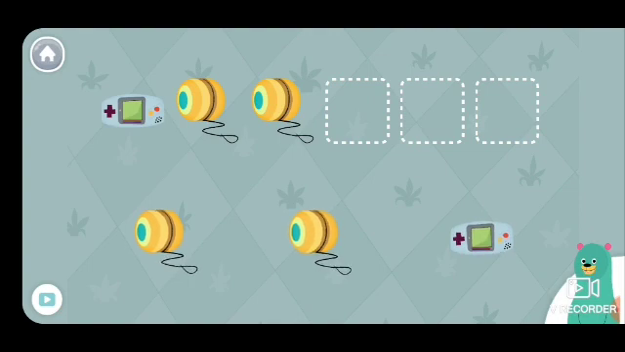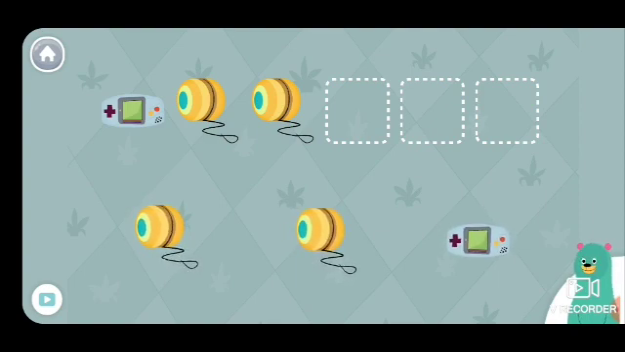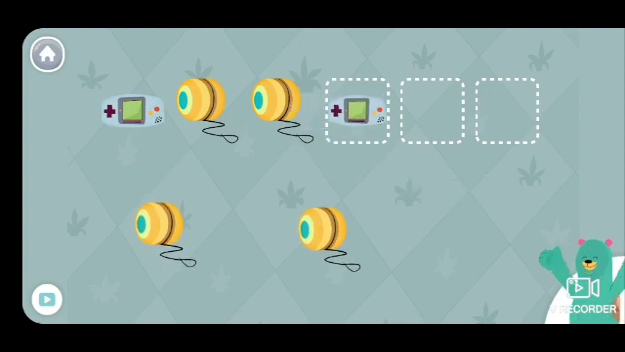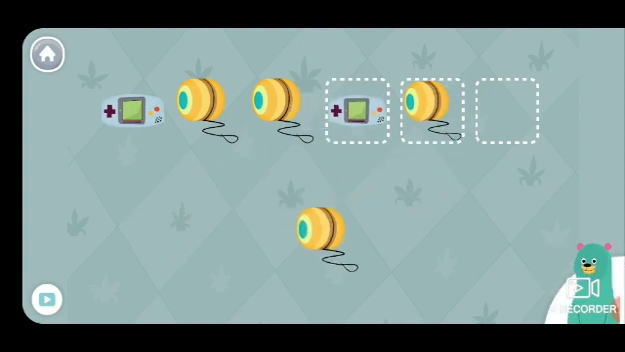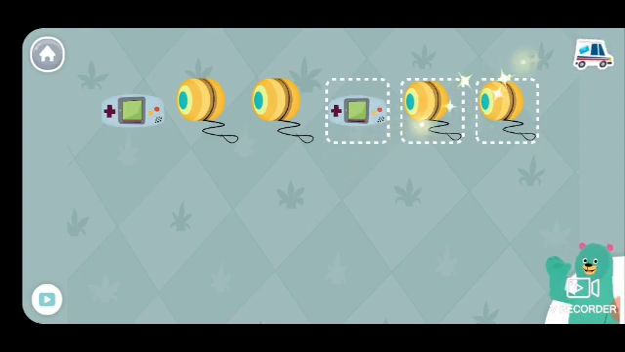Based on the pattern, what comes next? This is the first one. Second, two yo-yos. Then two yo-yos. 1, 2. Good thinking!